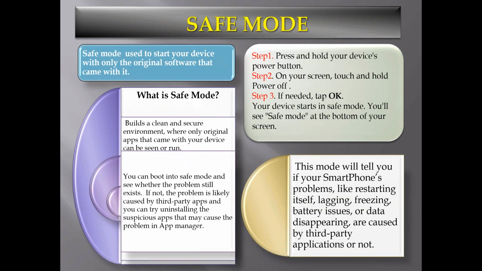Press the power button, and on your screen touch and hold power off, and if needed tap OK if you're prompted, and your device will start in safe mode. You're going to see the safe mode message, and you can enter your device, just the same as on our PCs with Windows, right? We have the safe mode.